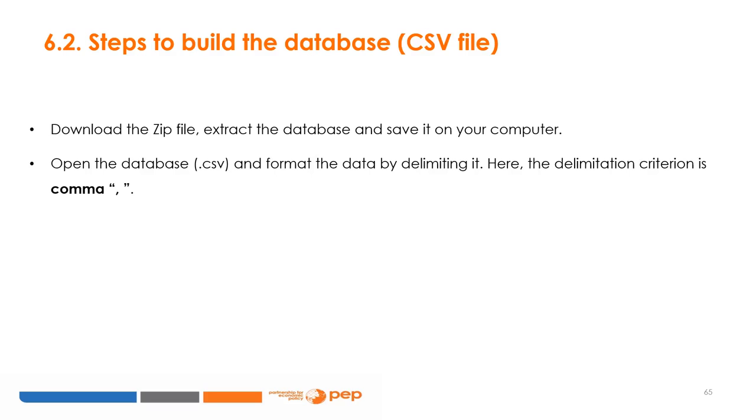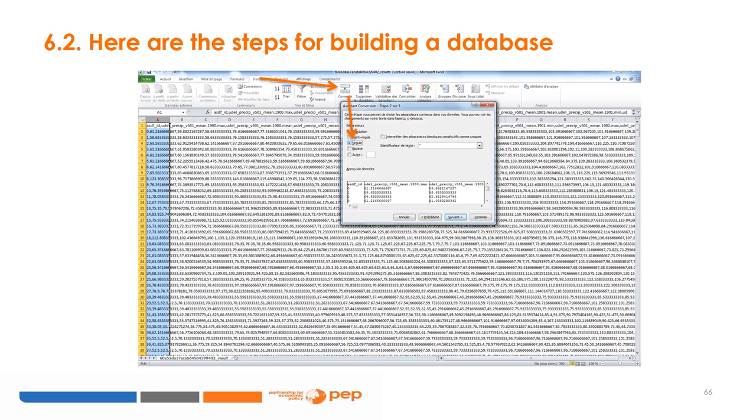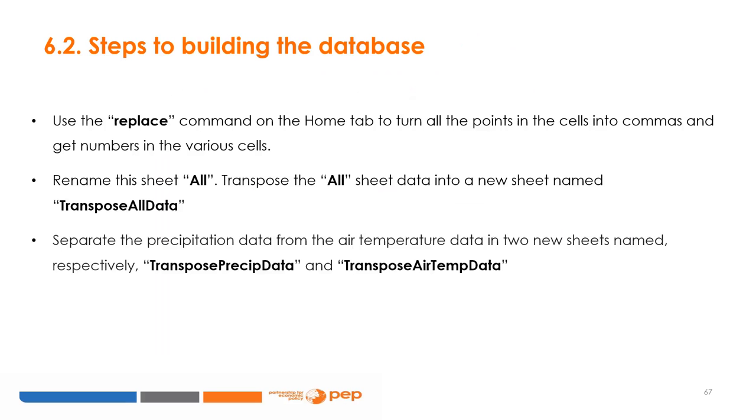Open the database, .csv, and format the data by delimiting it. Here, the delimitation criterion is a comma. Here are the steps for opening a database. Use the replace command on the home tab to turn all the points in the cells into commas and get numbers in the various cells.